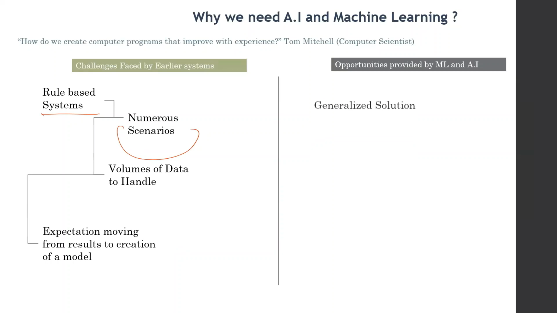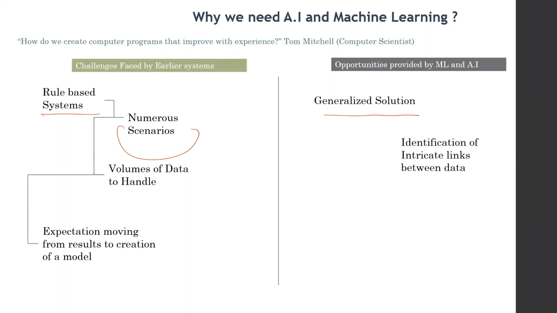If you look at the opportunity, as I said before, due to the computational capacity and the technology we have, we are able to create a generalized solution by looking into numerous volumes of data. This unravels a lot of intricate links which we were not able to identify with the earlier rule-based systems. So with an ML model, you can identify intricate links between the data.